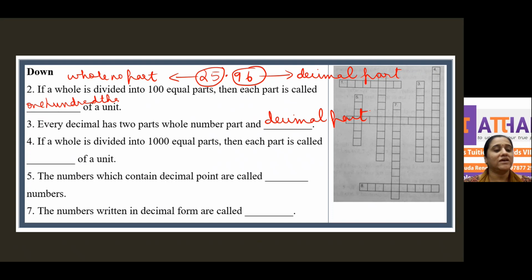Then if a whole is divided into 1,000 equal parts, each part is called 1,000th. Say the answer only once, not so many times. Thousandth.